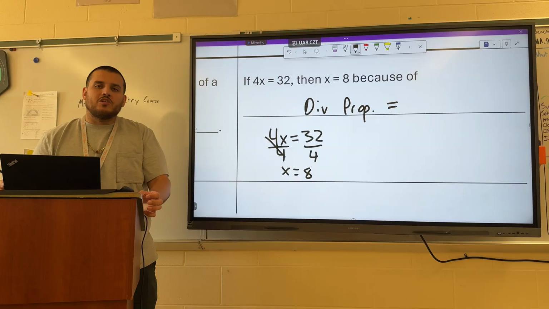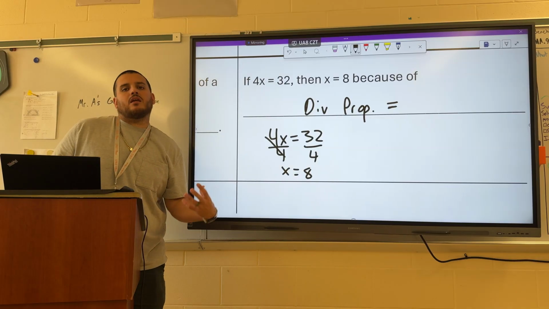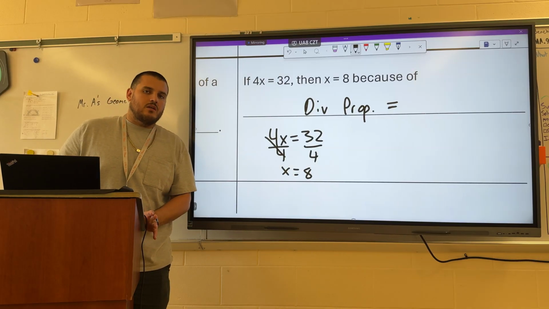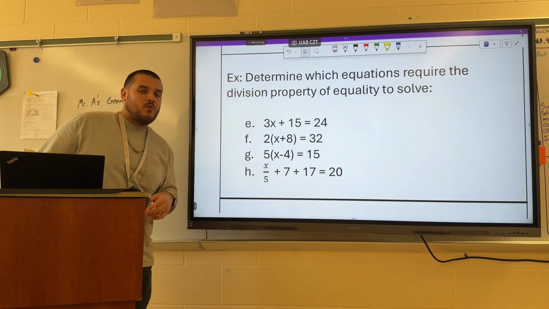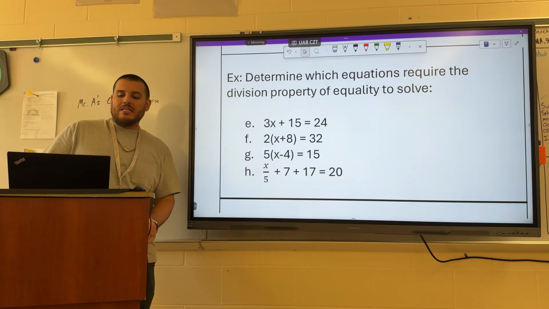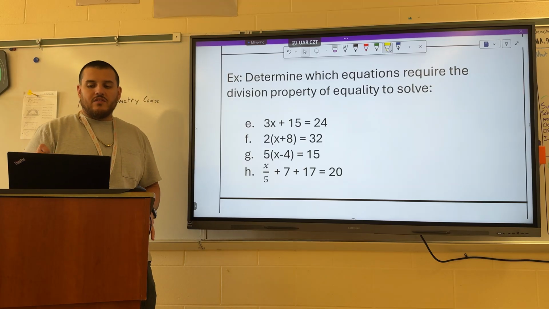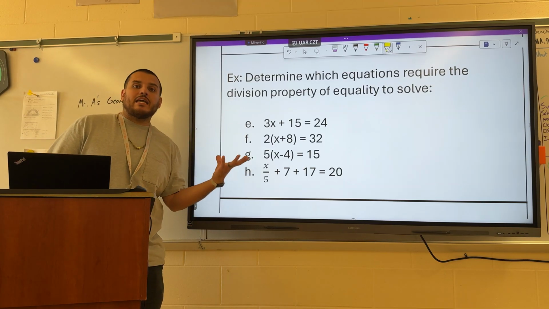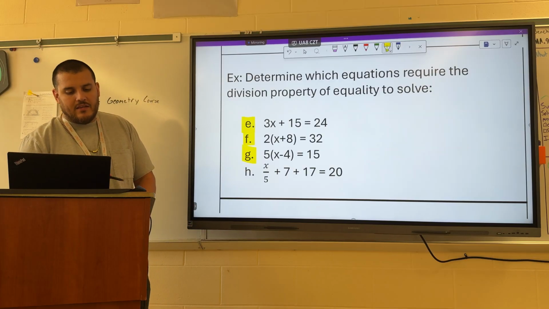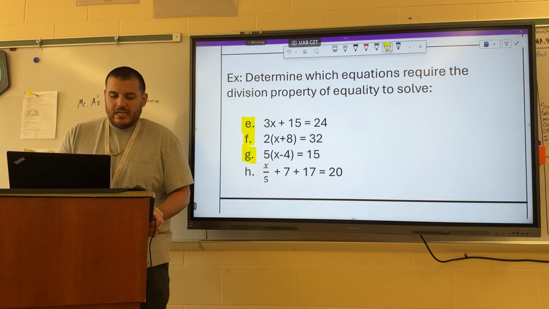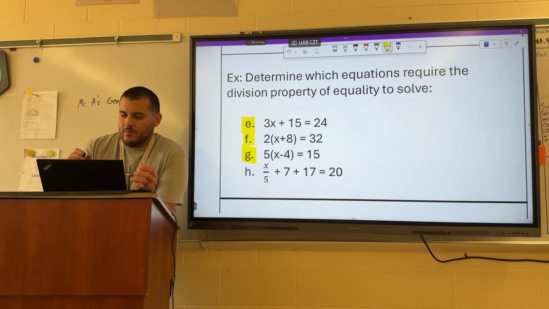Hopefully you're catching on here. We're just formally explaining the algebra that we're doing to solve for a variable. Again, we're going to identify where our property is going to show up in these equations. So we're finding the division property of equality where we divide both sides by the same number. That's going to happen in these 3 equations here, E, F, and G. It's not happening in H. So let me show you the proof of that.